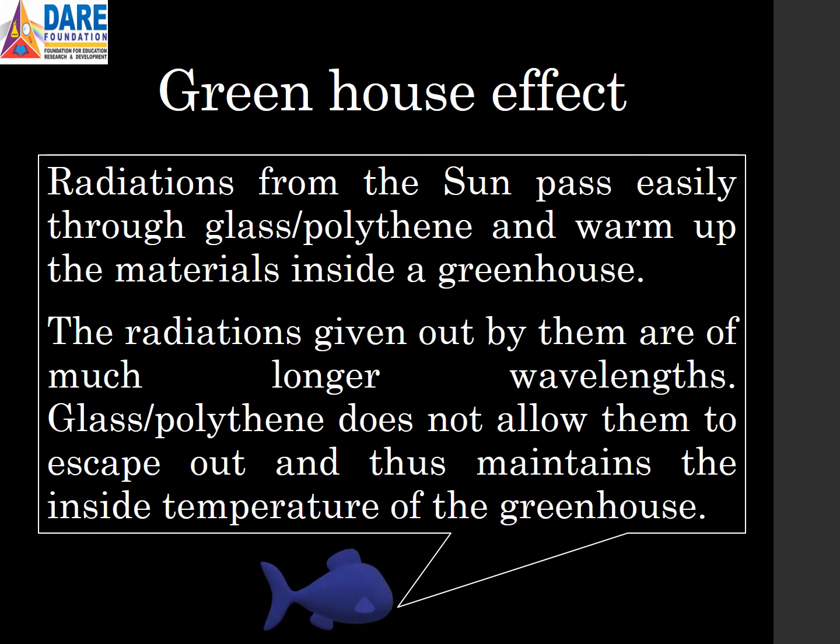Nowadays we are hearing a discussion about climate change. Climate change is due to the greenhouse effect. Do you know about greenhouse effect? Radiations from the sun pass easily through glass or polythene and warm up the materials inside a greenhouse. The radiations given out by them are of much longer wavelengths. Glass or polythene does not allow them to escape out and thus maintains the inside temperature of the greenhouse. It is called greenhouse effect.